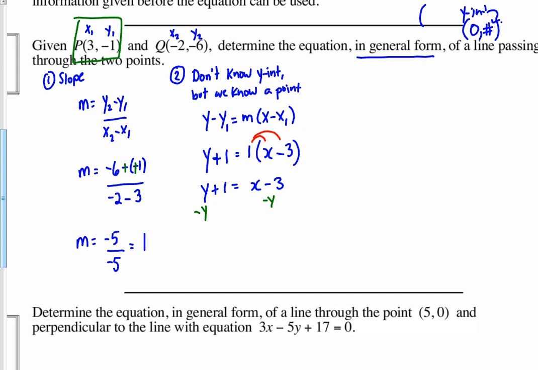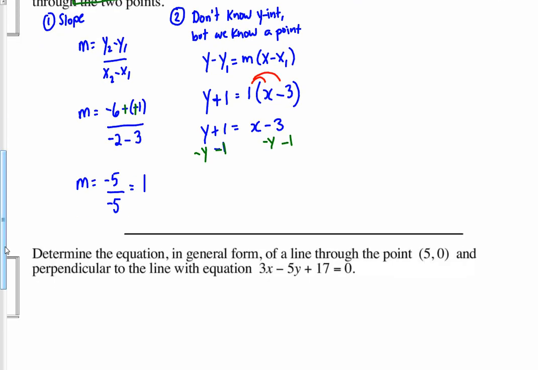Okay, so subtract y. Should we also subtract the 1? If we do that all at once. Okay, we want one side equal to 0. So I'm going to subtract the 1 too. I get 0 equals x, and then minus y, negative 3 minus 1, minus 4. Is that okay? Yes. We can't have decimal or fractions in general form, and we like the a value or the coefficient of x to be positive, and we've met all those criteria. There it is. Okay? Lots of work though, hey?